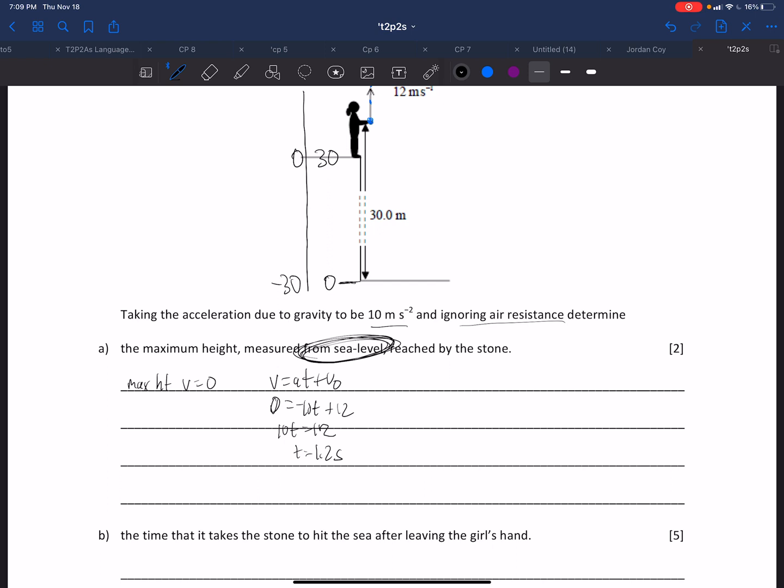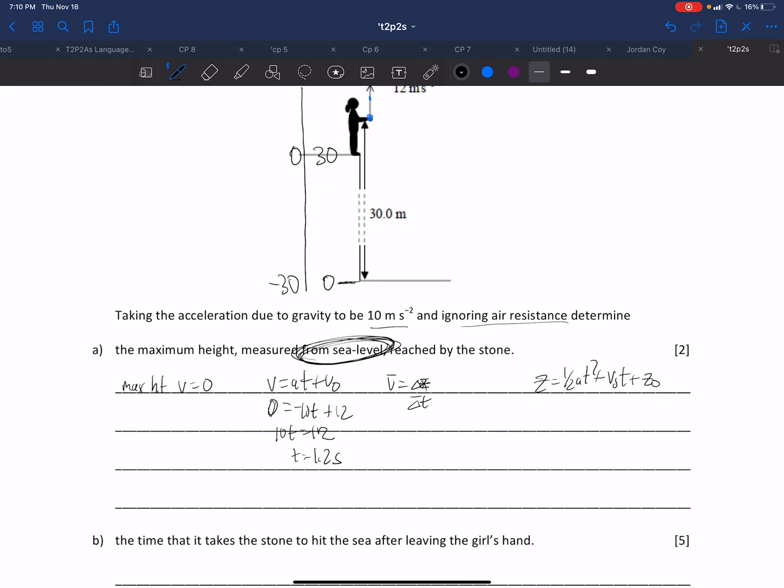But we want to know how high it will go. Now, there's a couple ways we could do this. We could jump right to our z formula. z equals 1/2 at squared plus v0t plus z0. But oftentimes it's easier to start with the average velocity. By definition, the average velocity is delta x over delta t, in this case, delta z over delta t. We're looking for delta z, so delta z is v bar delta t.